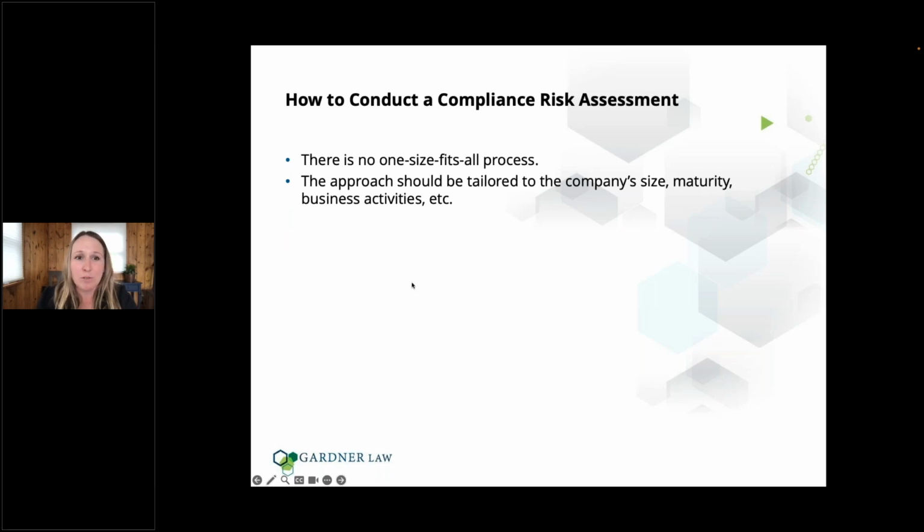All right, so how do you conduct a compliance risk assessment? I get this question a lot because there's no manual from the government. If you do a Google search, there are lots of different ways it can be done, and there is no one-size-fits-all approach or process. As I already mentioned, and as the government has noted in their compliance program memo, the approach should really be tailored to the company's size, maturity, business activities, that whole long list of different factors from the last slide.